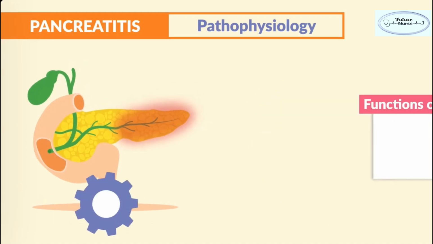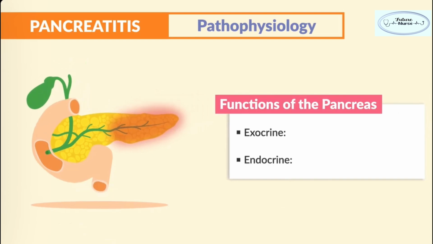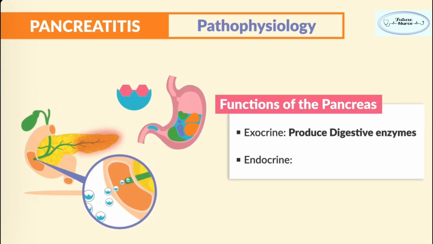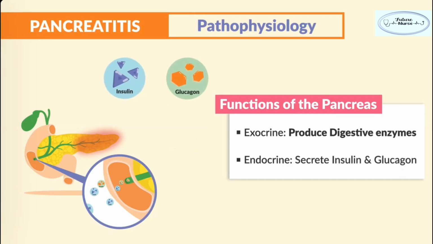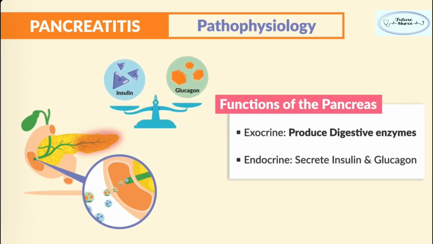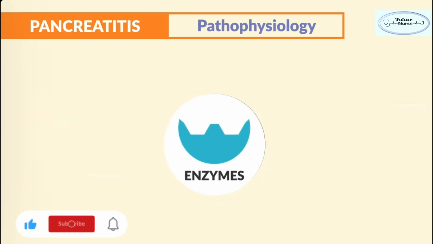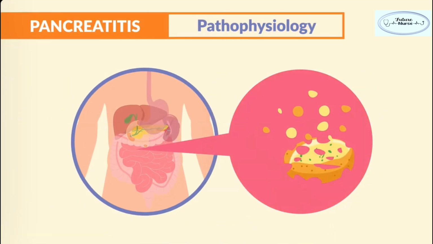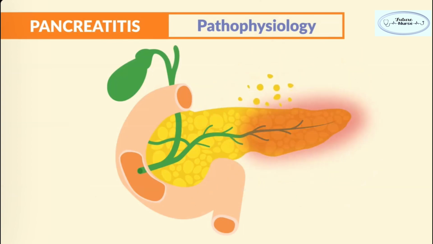Now, as you know, the main functions of the pancreas are exocrine and endocrine. The exocrine part is to produce digestive enzymes, which help break down food and are a critical part of digestion. And the endocrine is for secretion of insulin and glucagon to stabilize glucose balance, which we cover in the diabetes lectures. Now, the enzymes are the key here. They are like ticking time bombs to break down and digest food. But when they're activated early inside the pancreas, they actually digest the pancreas.